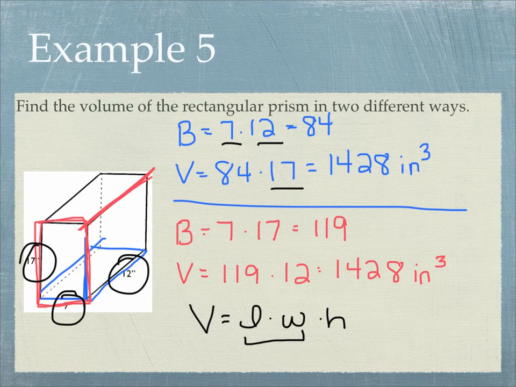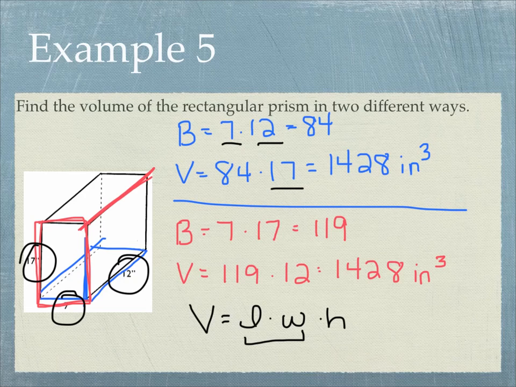Marty? Cube, good question. What would be special about a cube? Rachel? They're all the same. So if you did length times width times height, that would work, but it would all be the same number. It would be like 5 times 5 times 5. So yeah, that would work.